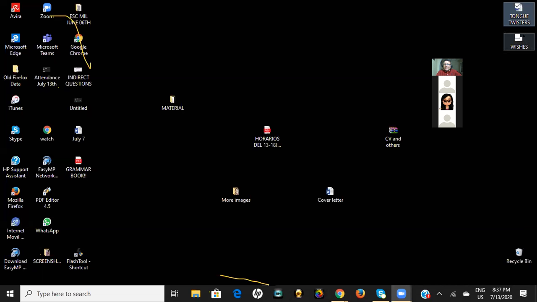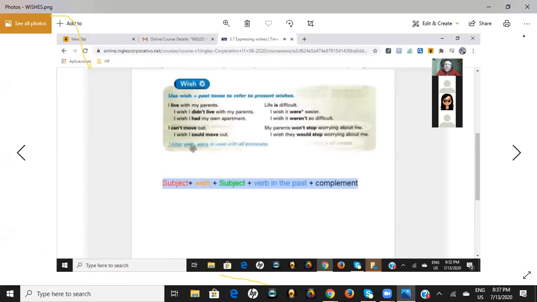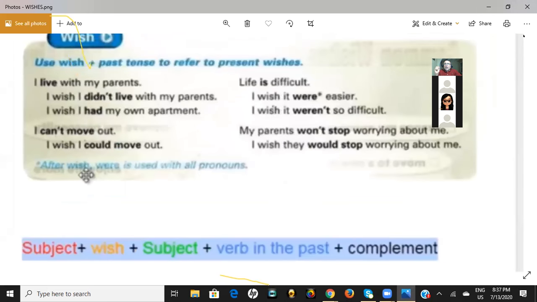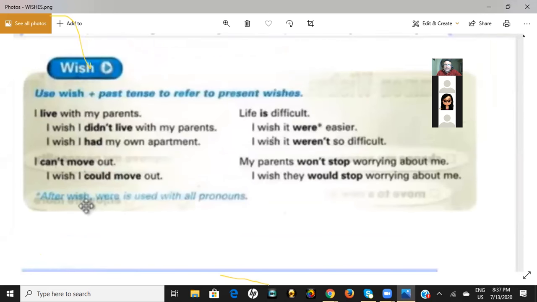Okay. So let me explain the following. When we're talking about wishes, whether the information is positive or negative, the complement of what you are saying always needs to be in the simple past form. And there is no connection with the simple past function itself, but it's just a structure that we're borrowing to make a wish.